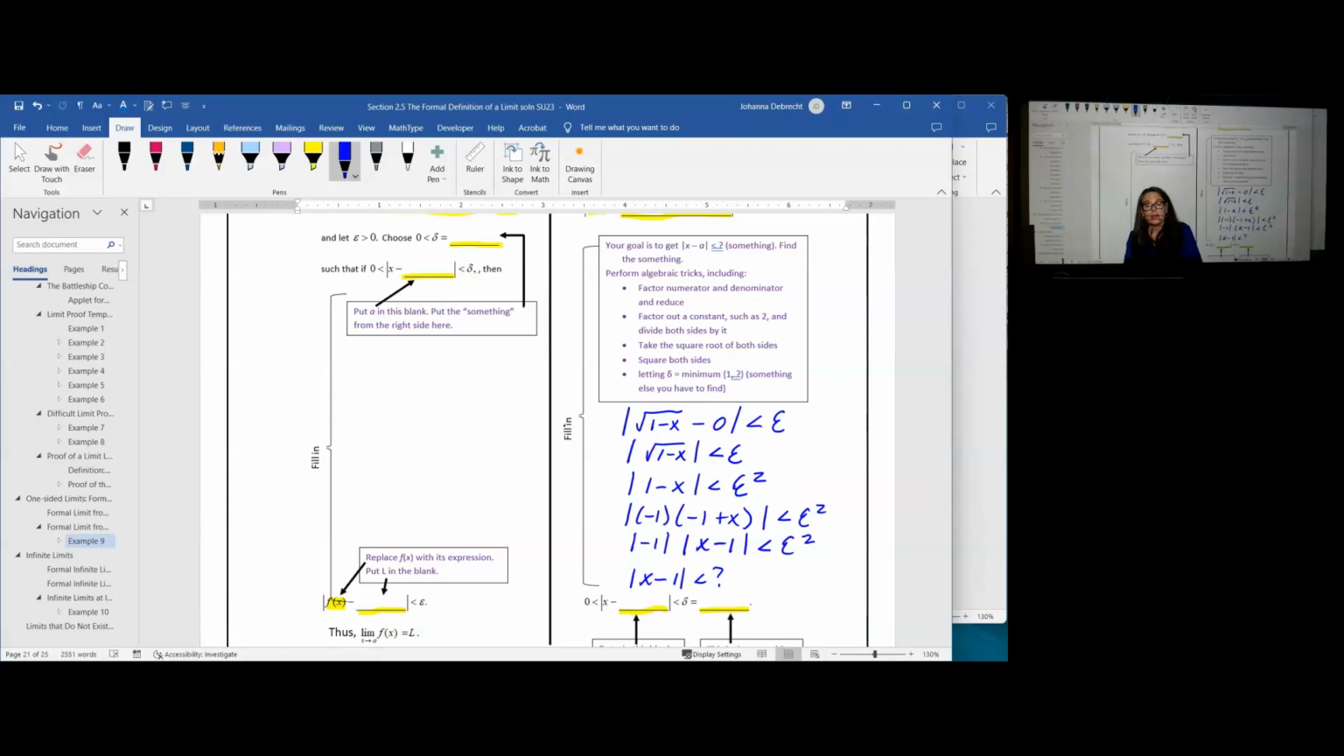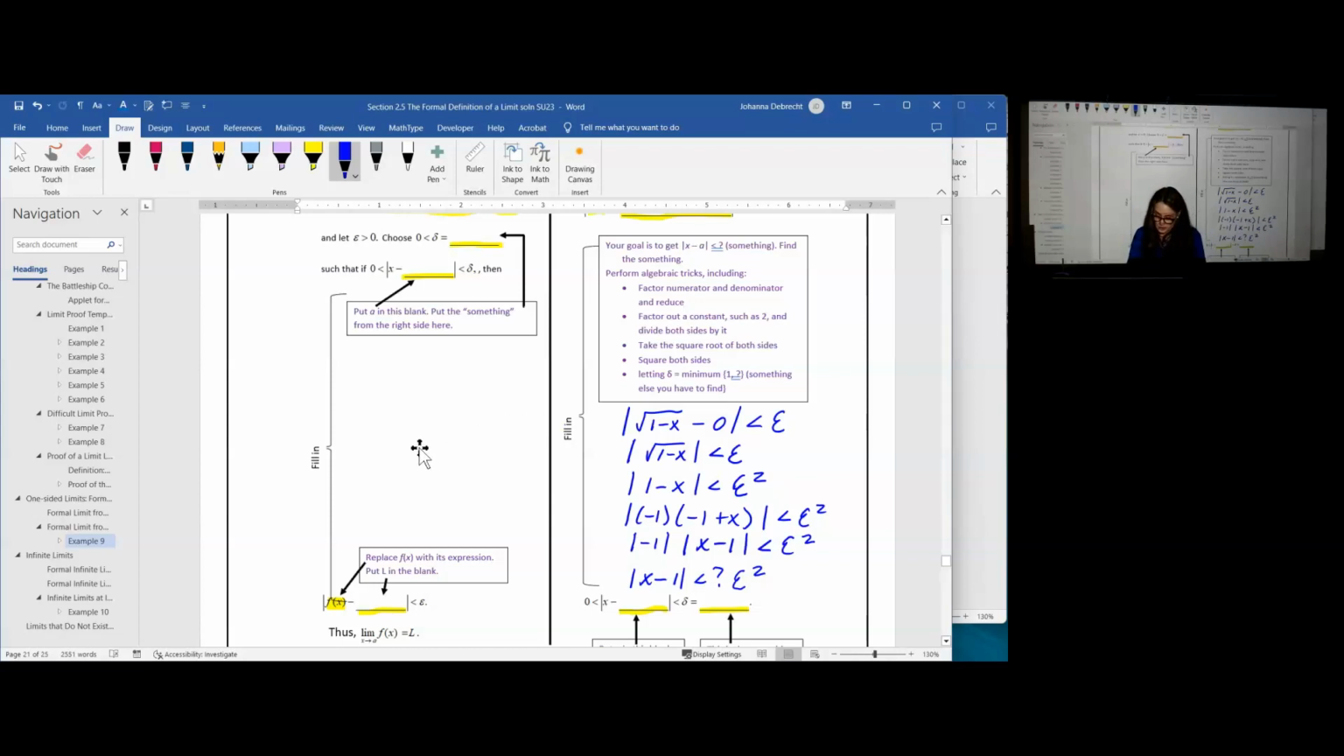And what is the absolute value of negative 1? Yes. So in fact, it turns out that the absolute value of 1 minus x and the absolute value of x minus 1 are essentially the same. And that gives me my value that I'm looking for. It's going to be epsilon squared.